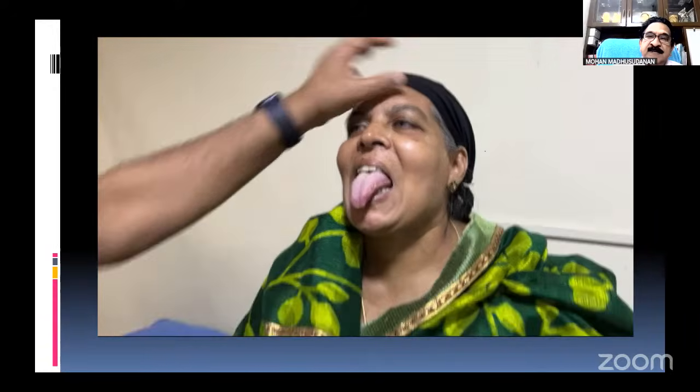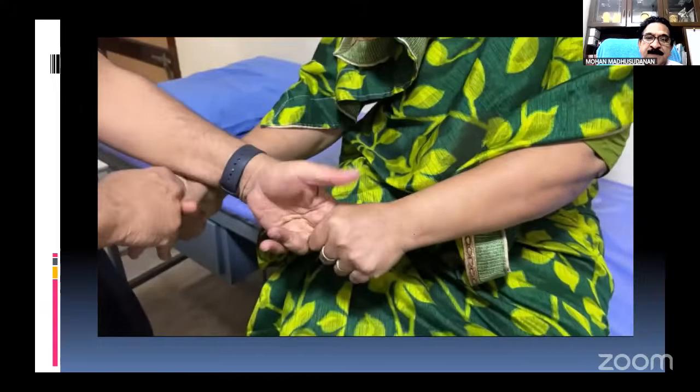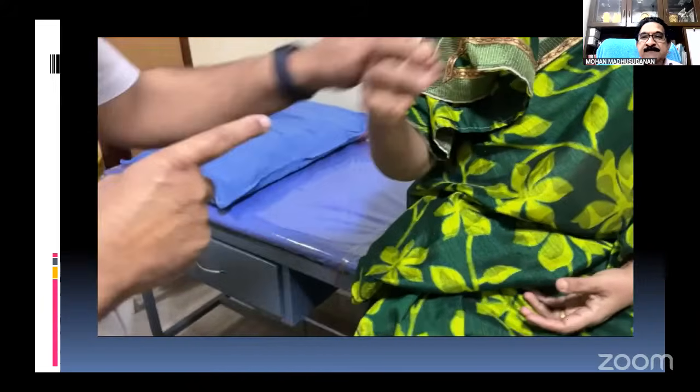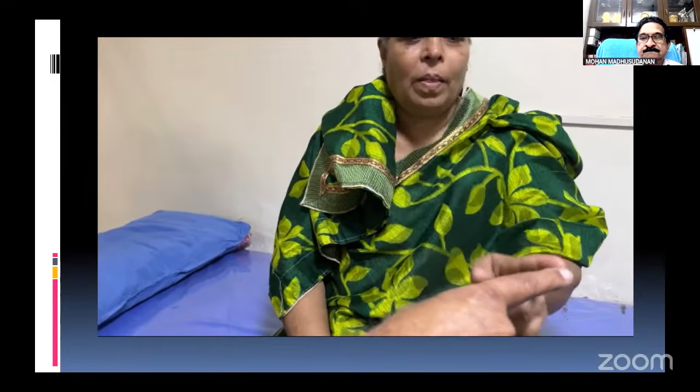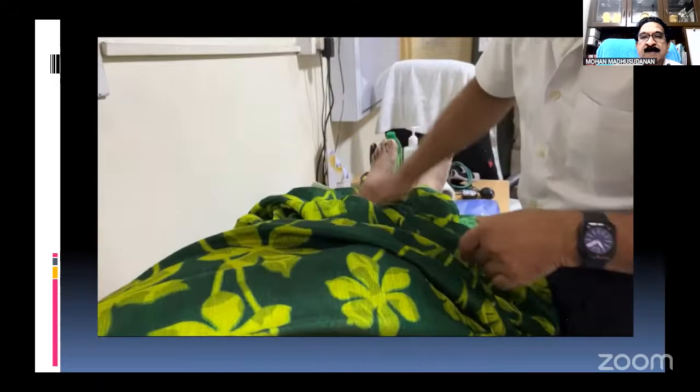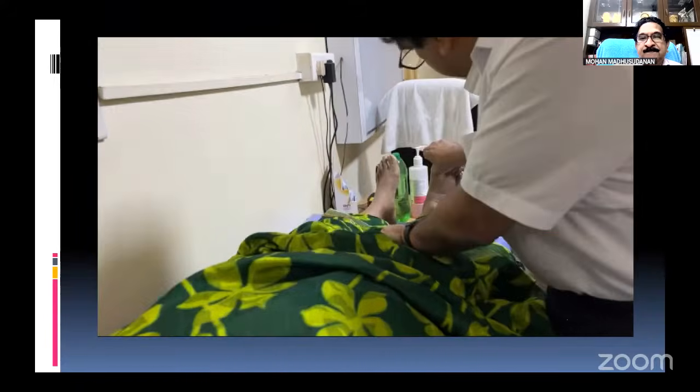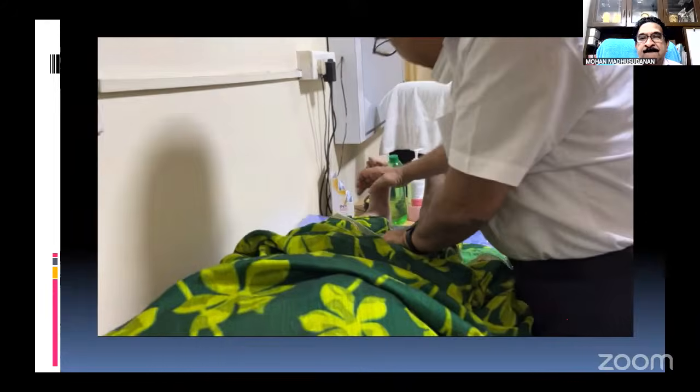Ocular movement is normal, kindness examination normal, power is normal, there is no finger incoordination. Lower limb power normal. There is no heel abnormality, normal.